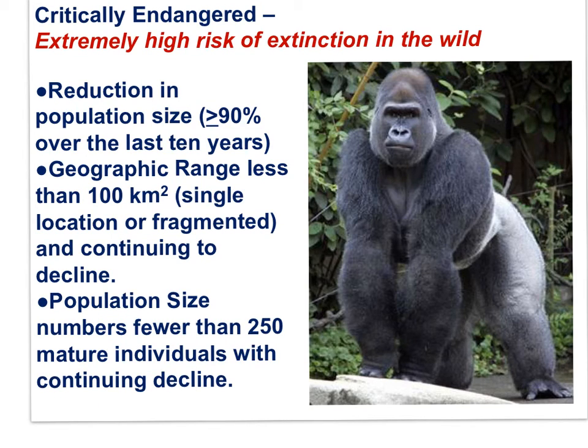Critically endangered is defined as having an extremely high risk of extinction in the wild. The mountain gorilla is critically endangered because of one or more of these three factors: a reduction in population size of more than 90% over the last 10 years, a geographic range less than 100 square kilometers, and a population size numbering fewer than 250 mature individuals with continuing decline.